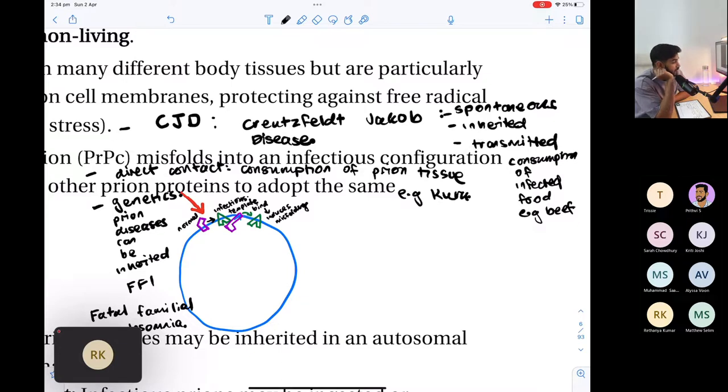You don't need to memorize all of this, guys. Pick one of these diseases, and as long as you can understand it can be inherited, or it can be transmitted through direct contact, or it can be spontaneous. Those are the three ways prions can misfold. Inherited, spontaneous, meaning we don't know how, it just randomly happens, and direct contact. Any questions so far?